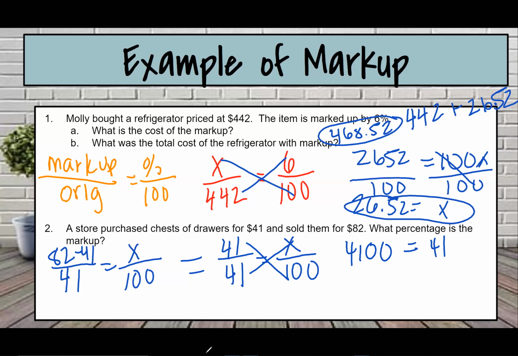divided by 41 is 100, right? So X equals 100%. And that makes sense. It's 100% markup. If they bought them for $41 and they marked them up 100%, they would mark them up 41 more dollars and they would sell them for $82. So that's how you do markup.